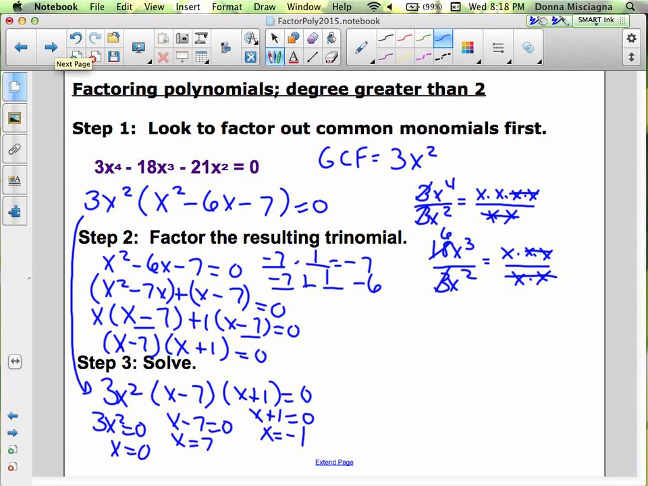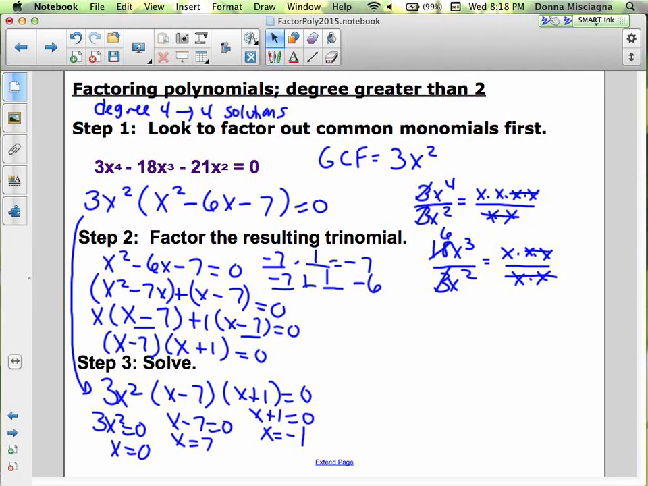Now let's check. This is an x to the 4th, so this is degree 4. We need 4 solutions. Do we have 4 solutions? I only see 3. Never fear. This one is multiplicity 2. Why was that one multiplicity 2? Because it's an x squared that's 0. So we have 2 factors of x that are 0.